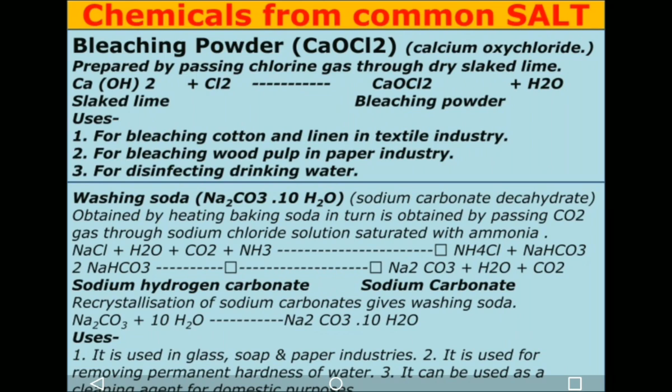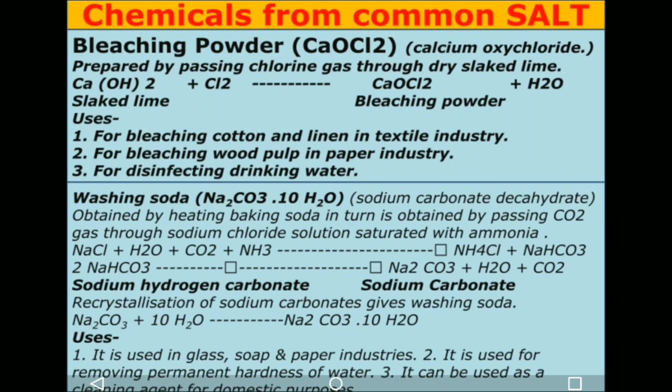Now we will see the properties of bleaching powder. Bleaching powder is a yellowish white powder. It gives a strong smell of chlorine. Don't forget it. It is soluble in cold water, giving a milky solution due to free lime present in it. Why does it give a milky solution? Because of the free lime, that is calcium hydroxide, present in it.